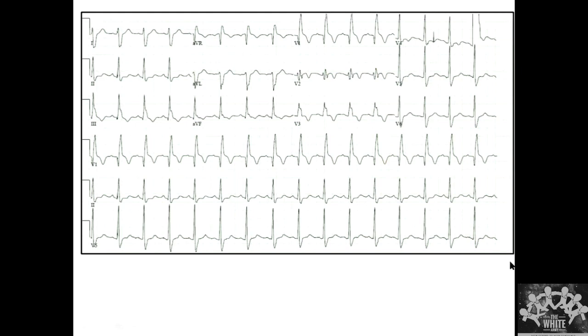This is complete. It's wide. I think it's not very clear, but this is complete. Where is the axis? Right axis. Lead 1 is negative, AVF is positive. Very quickly, I'll go through it.